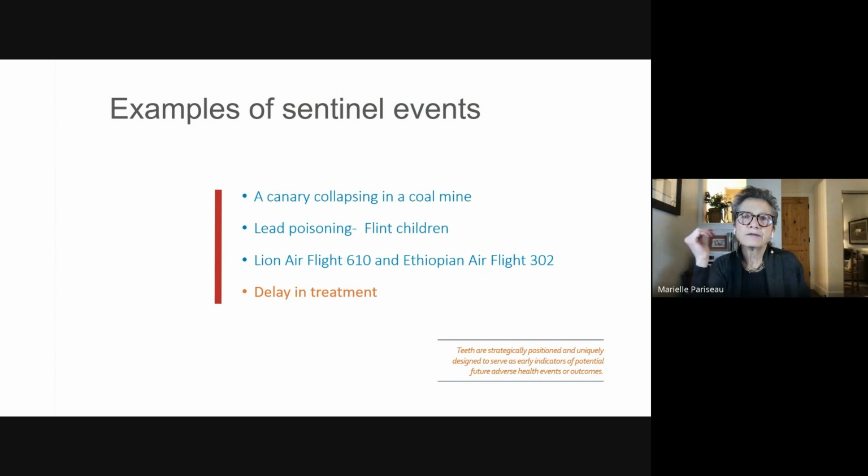And the last example of a sentinel event is delay in treatment. And this is a sentinel health event. This happens when a patient goes to their doctor with a list of symptoms, and the doctor reassures them and says, no, don't worry, everything is fine. And later the symptoms become much worse, much more acute. And by the time the patient is diagnosed, it's too late for effective treatment. Instead of treatment, it becomes hospice care for stage 4 cancer. So these are all important preventable events that show a deficiency that is much bigger than the event itself.